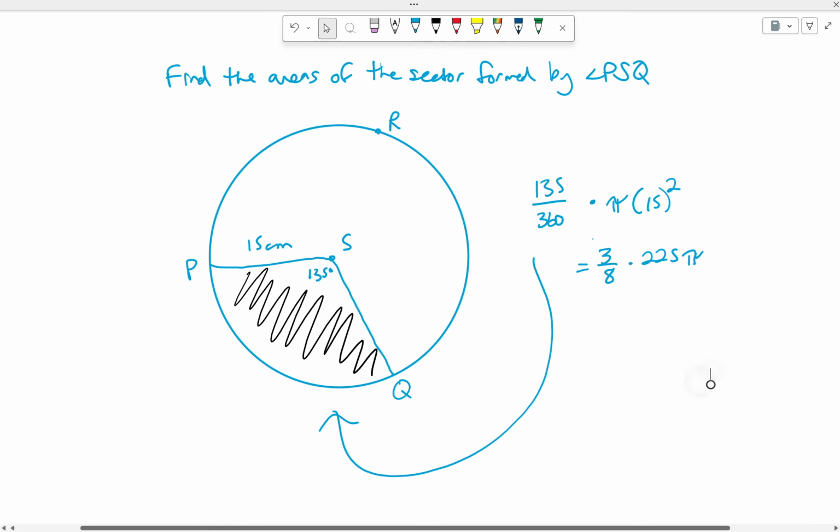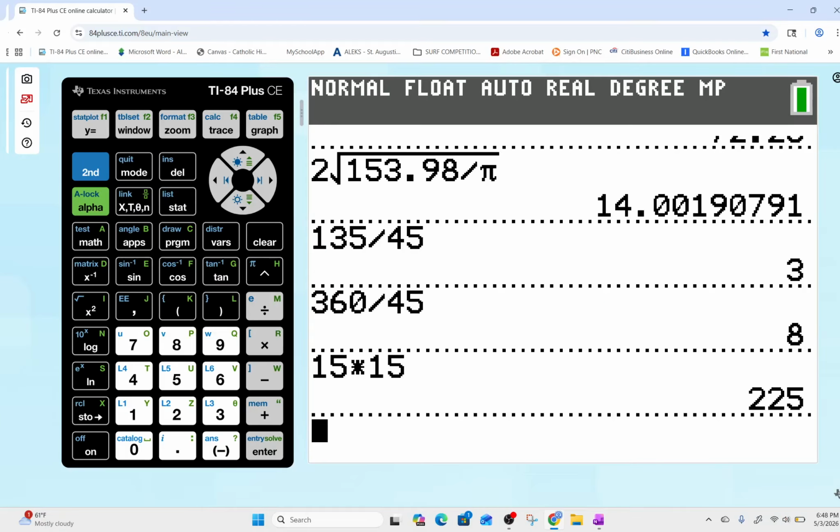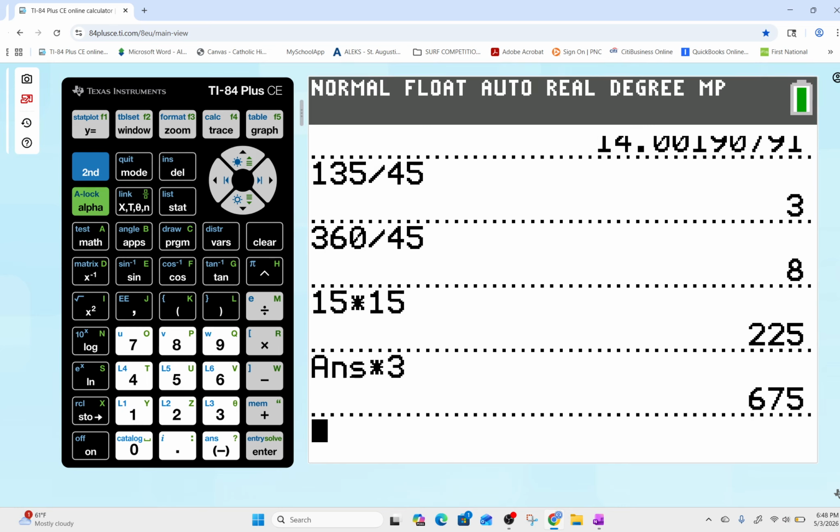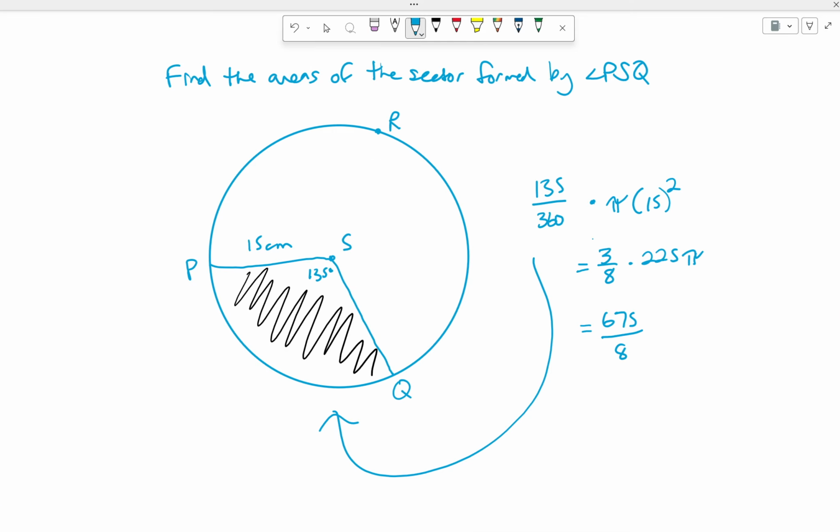We multiply these guys up. So I'm going to have 675, right? 225 times 3, all over 8 pi. And this would be centimeters squared. That is your answer. Leave it in terms of pi.